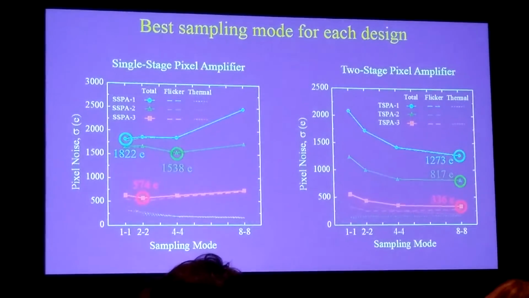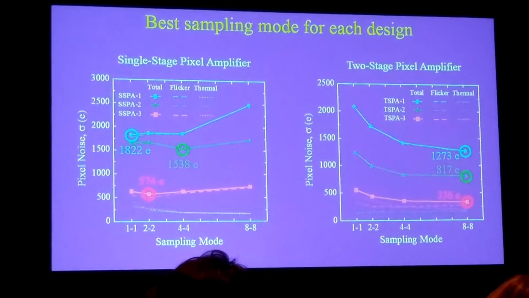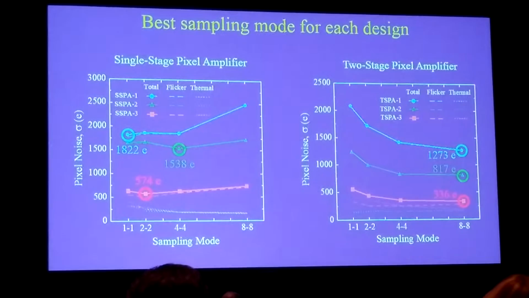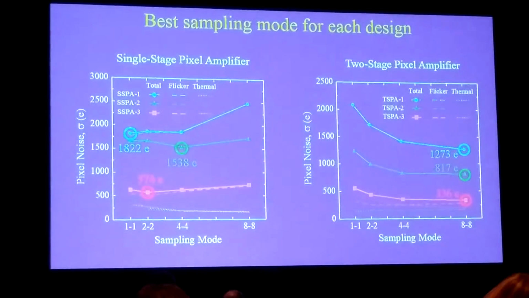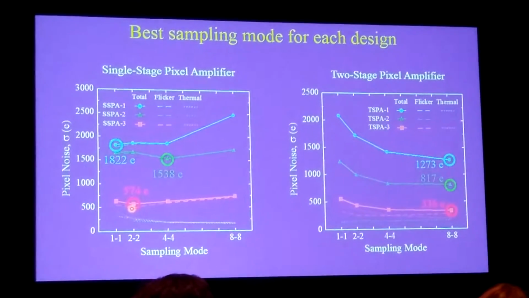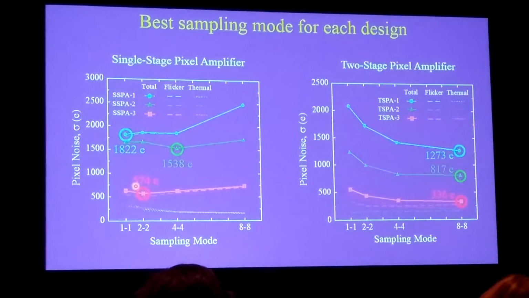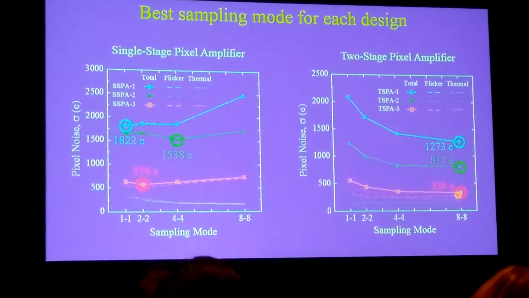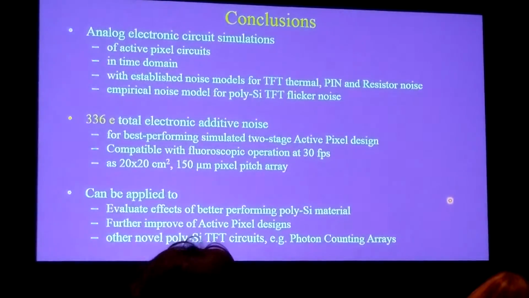This makes the 2-stage designs also particularly well suited for even larger arrays than the 20 by 20 explored here. The successive design improvements yield progressively better noise results, down to 574 electrons for the best single-stage amplifier design, and down to an impressive 336 electrons for the best 2-stage amplifier designs.